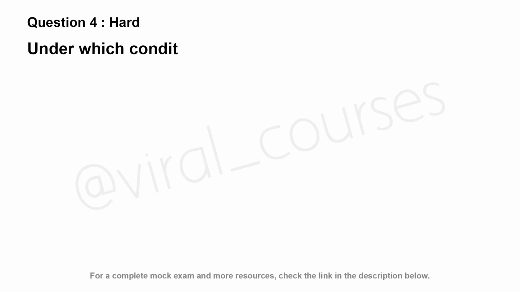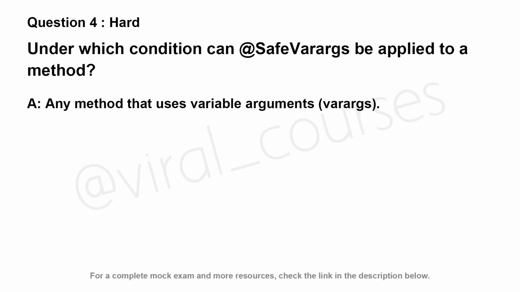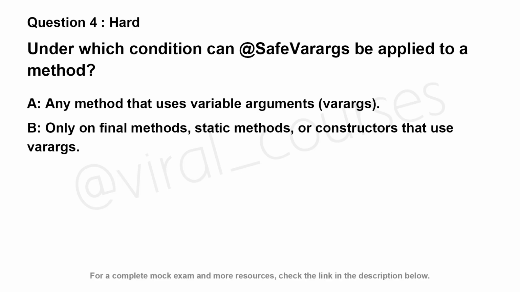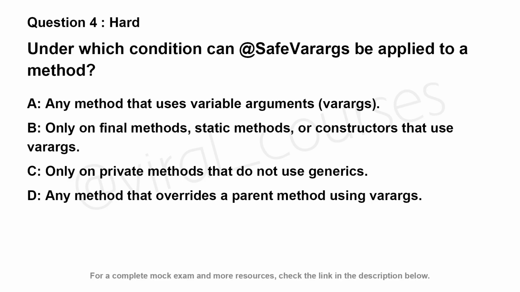Under which condition can @SafeVarargs be applied to a method? Option A. Any method that uses variable arguments, varargs. Option B. Only on final methods, static methods, or constructors that use varargs. Option C. Only on private methods that do not use generics. Option D. Any method that overrides a parent method using varargs.